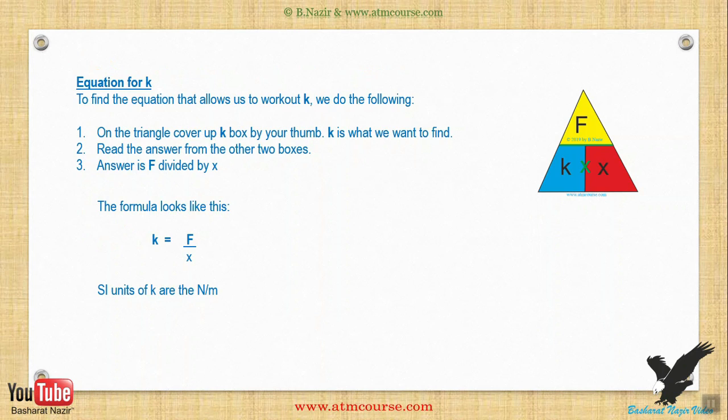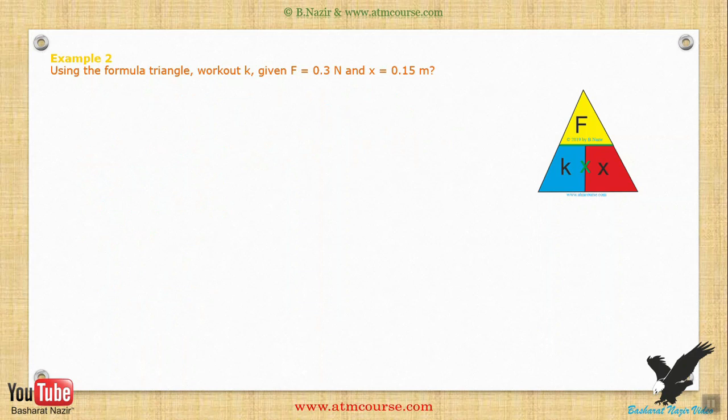The formula looks like this. Spring constant k equals force F divided by extension x. Using the triangle shown, work out the extension x, given the spring constant k equals 20,000 newtons per meter and F equals 2,000 newtons.